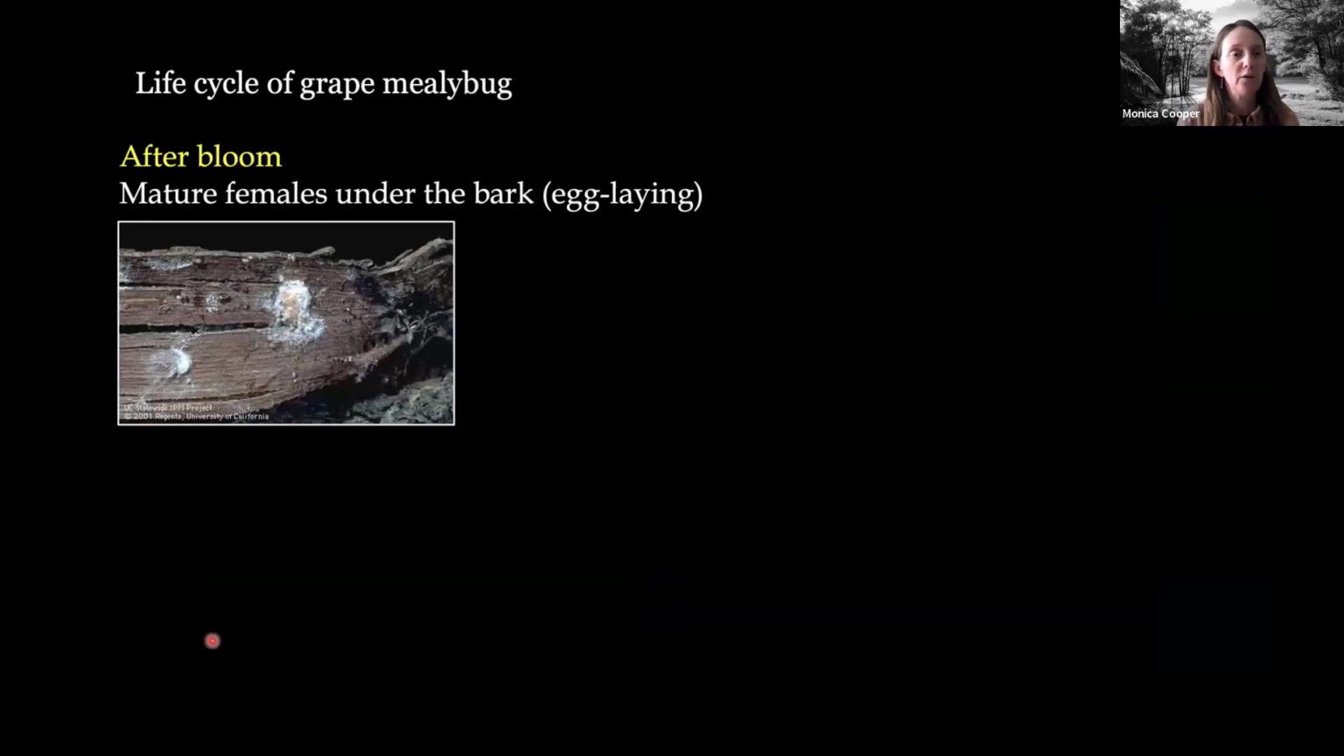Okay, so those mealybugs have moved out onto the leaves, and then they grow and mature, they become adults, either females or males, and mating happens. After the females are mated, they generally move back under the bark to lay eggs. So mealybugs are adapted to laying eggs in these sort of protected locations. That makes sense. Why would you lay your eggs way out in the public where a predator might come along and eat them? And so when they're ready to lay eggs, most of the females will move back under the bark to lay eggs. That's happening sometime after bloom.